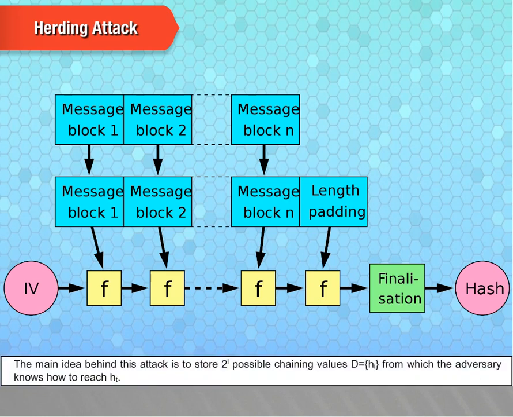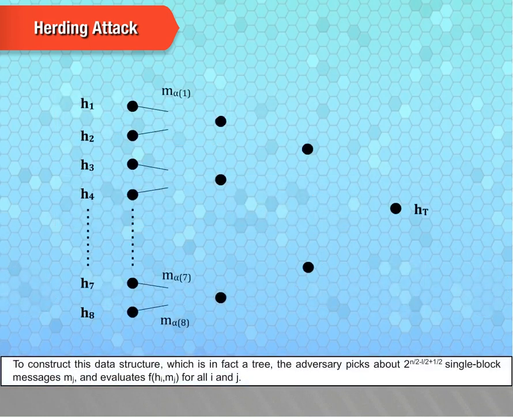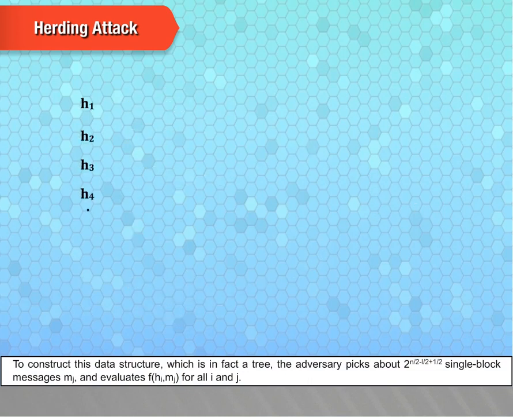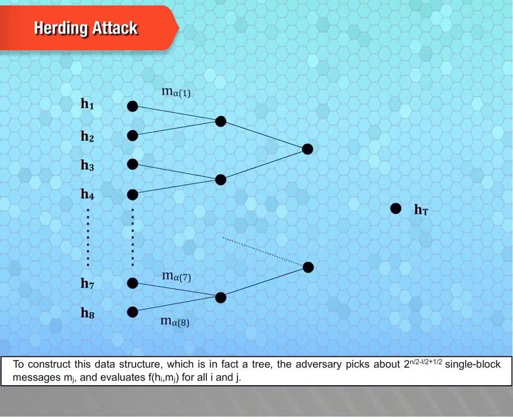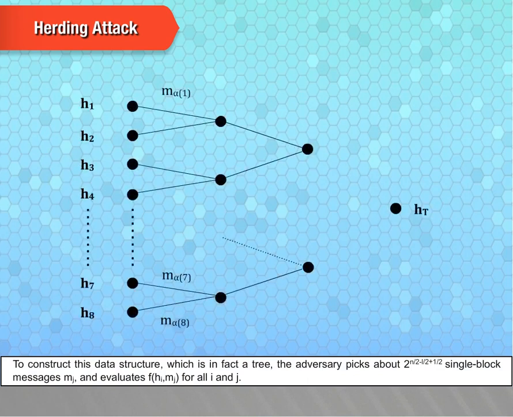The main idea behind this attack is to store 2^L possible chaining values, D = {h_i}, from which the adversary knows how to reach ht. To construct this data structure, which is in fact a tree, the adversary picks about 2^(n/2-L/2+1/2) single block messages m_j and evaluates f(h_i, m_j) for all i and j.